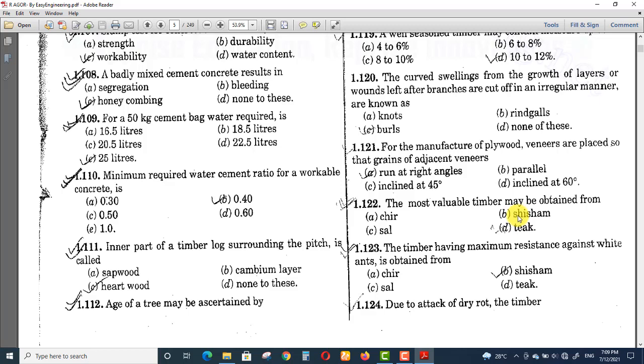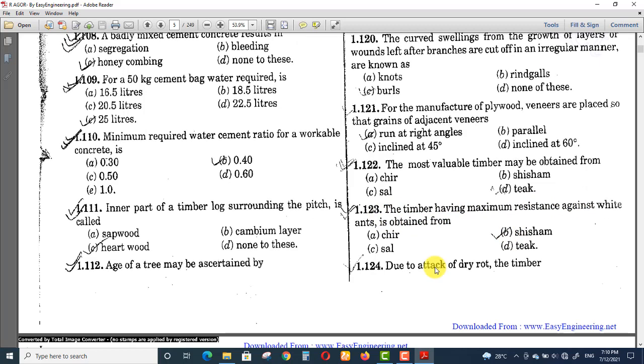And what is the property of shisham? Shisham is a wood which has the maximum resistance against white ants. The timber having maximum resistance against white ants is obtained from shisham.